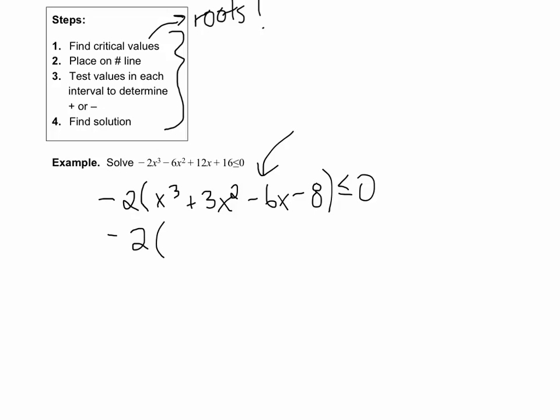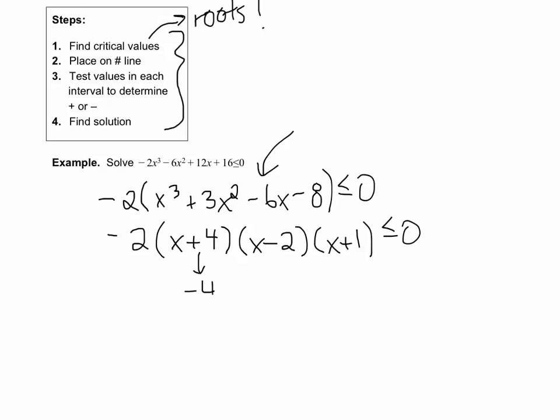What I'm going to do is skip ahead, but you should try your long division and make sure that you find the following factors. So we would have x plus 4, x minus 2, and x plus 1 less than or equal to 0. That means then that we've got a root at negative 4, we've got a root at 2, and we've got a root at negative 1.